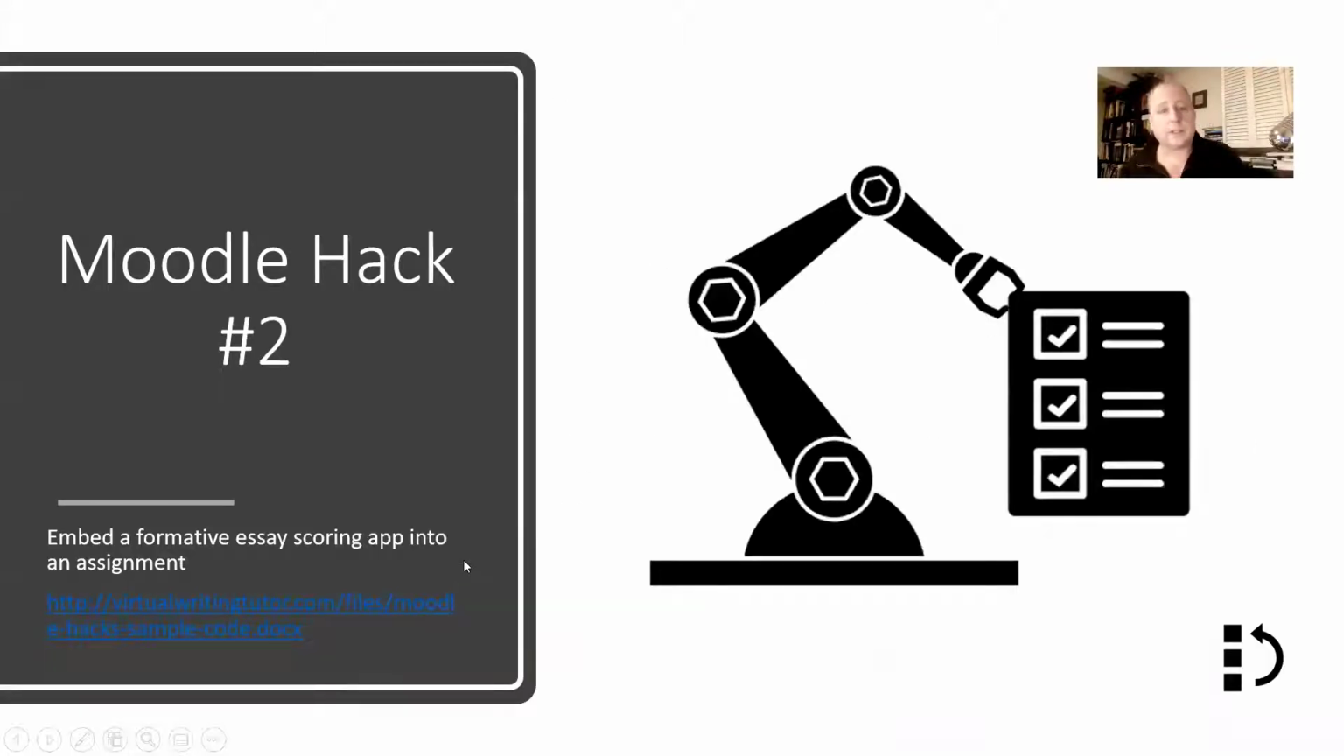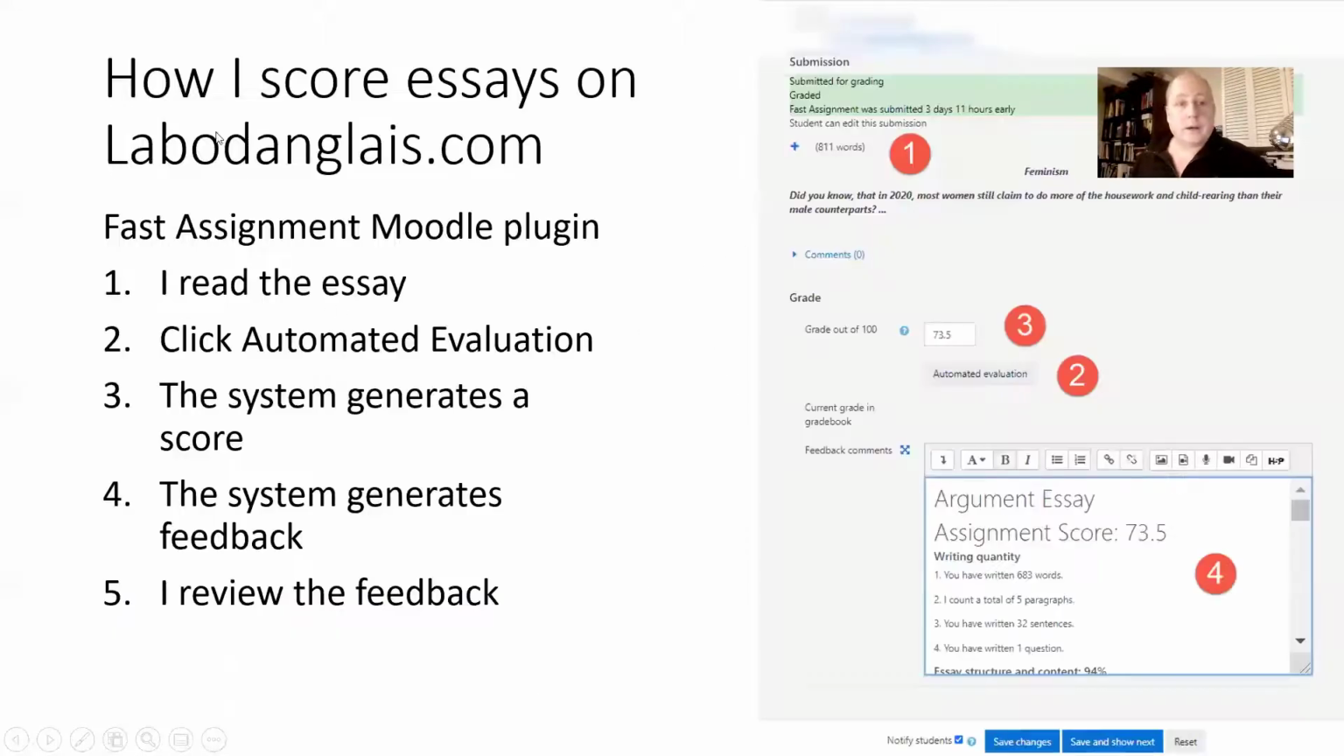It's so simple. So similarly, we can add formative essay scoring into an assignment. So instead of a course, you can add it into an assignment. Okay, so I'll just tell you how I score essays. I have a special app. It's called Fast Assignment. It hasn't been approved by the Moodle team yet. Apparently that takes a long time. In any case, once it's approved, it'll be available to DeClick and everybody else. They're unlikely to want to install it until it gets full approval.